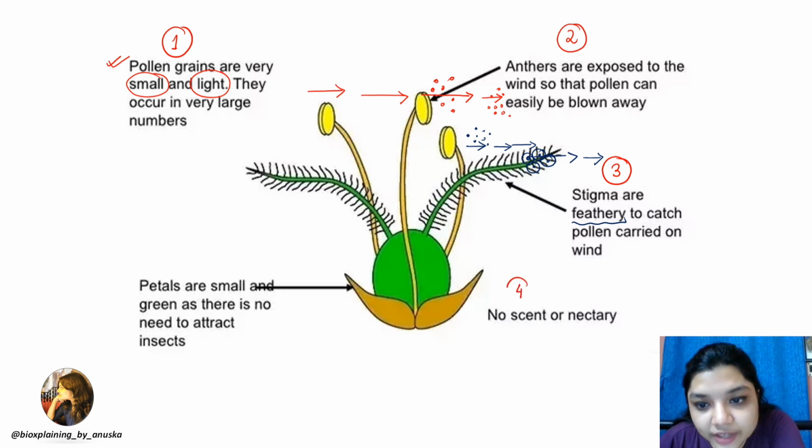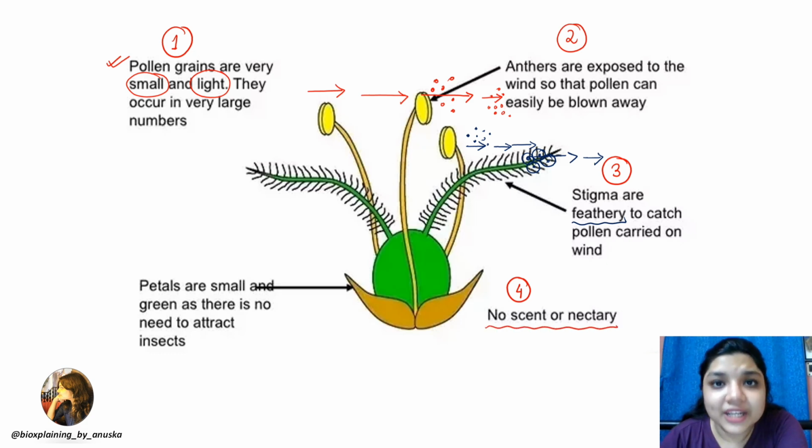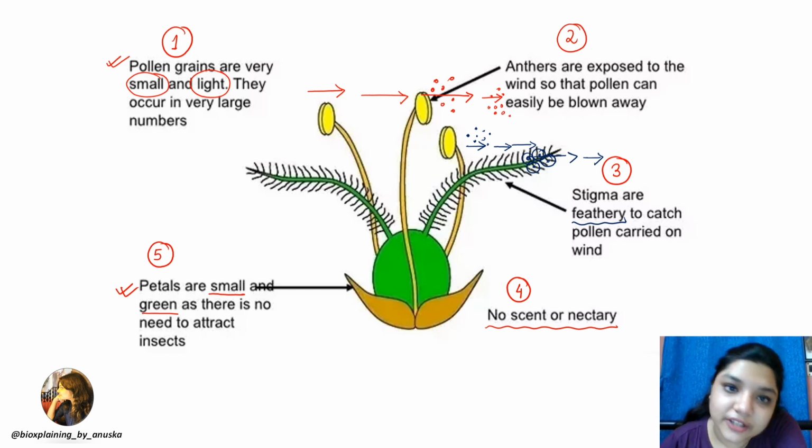The fourth character we have is no scent or nectary, because the pollination is done by the wind, not by any living agent like bees or birds. So they need not attract those pollinators. As a result, no sweet fragrance is required and even no nectar is required. The fifth character is that the petals are small and green, as there is no need to attract insects. That means the petals do not have to be brightly colored or showy for insects to get attracted.